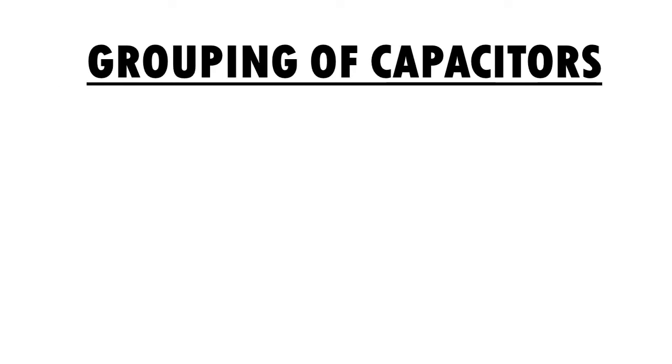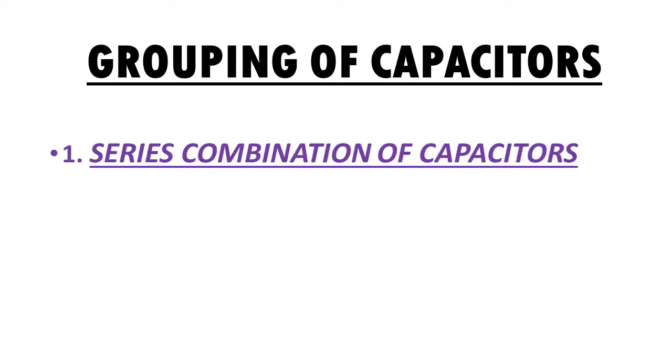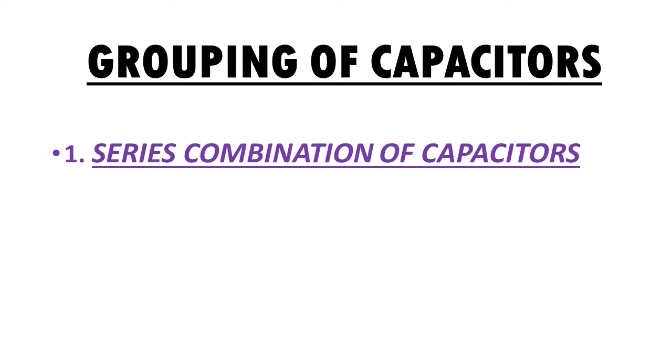In this part of the unit electrostatics, you will learn about grouping of capacitors. There are two ways to combine capacitors: series combination of capacitors and parallel combination of capacitors. Firstly, we will take the case of series combination of capacitors.